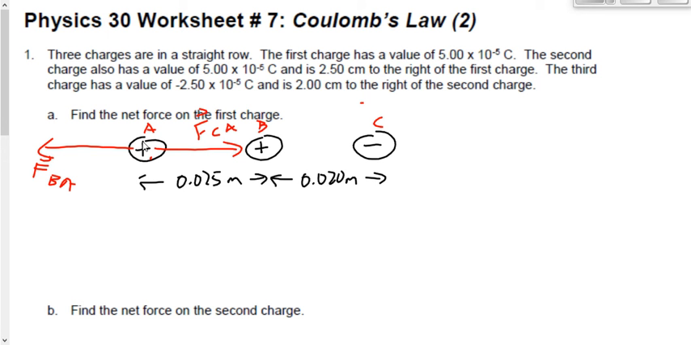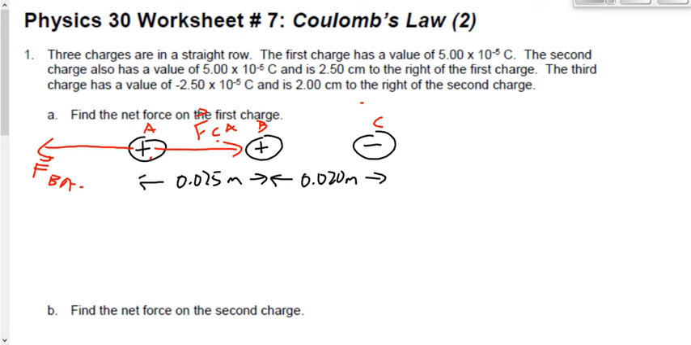Once you've got the values of FCA and FBA, and you can do that fairly easily, right? Calculate those values, kQ1Q2 over R squared. Then we've got to add them up. But what do we have to be careful of when we add these two forces up? What's the big thing, Emma? Yeah, usually FCA is going to be positive and FBA would be negative there because it's acting to the left.